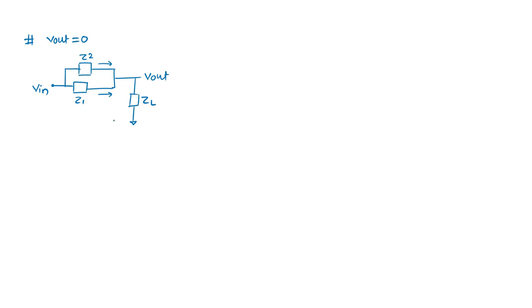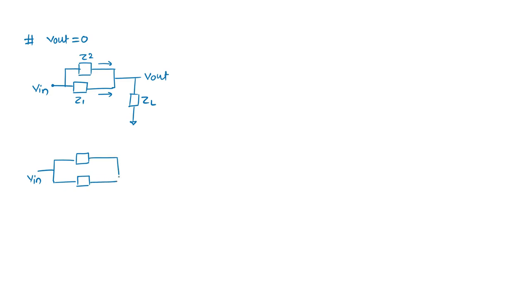So what is the way of calculating it? The first thing is we have to keep this output zero. So what extra can we do here? For making the output zero, we can simply short the output. If we short the output, this ZL will not be visible.